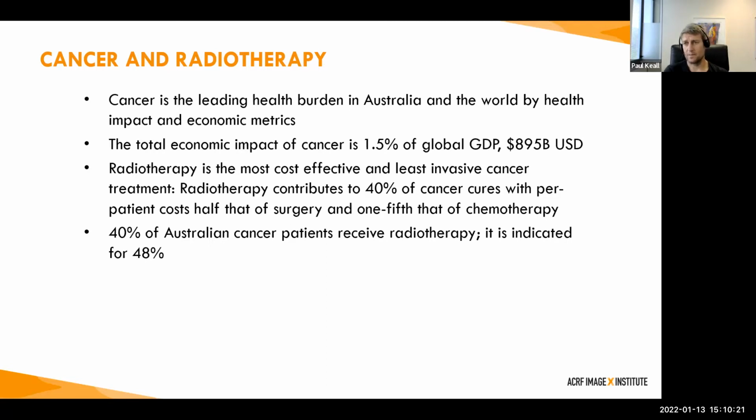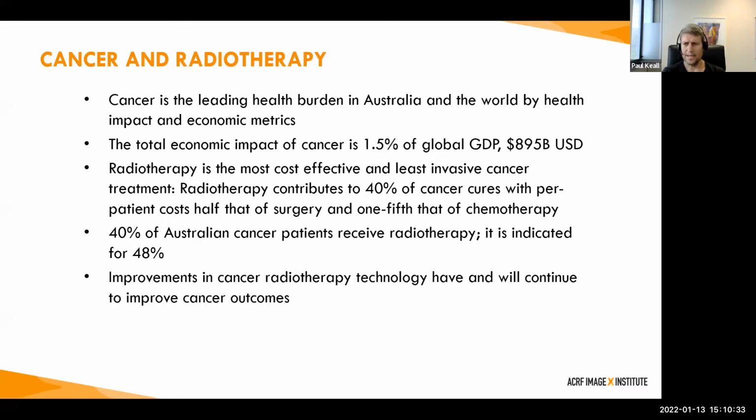In Australia, about 2/5 of patients receive radiation therapy, and about half of patients are indicated for it. I'll touch on this a little bit more. A key thing for those involved in research, and a justification for why research in this area is important, is that improvements in technology have and will continue to improve cancer outcomes. It's not just improving technology for technology's sake; better technology results in more accurate treatment and improved quality of life for patients.